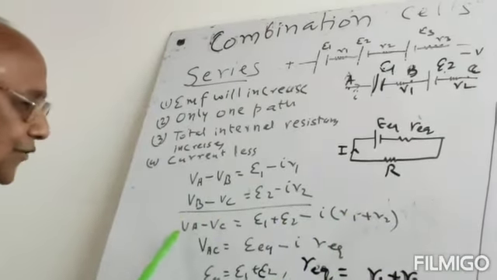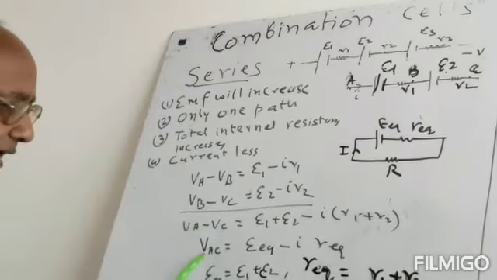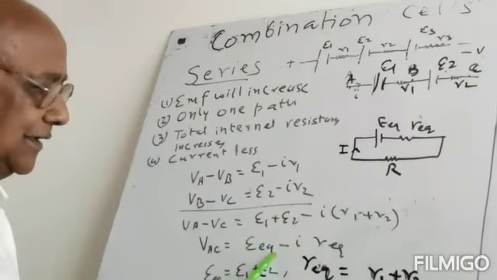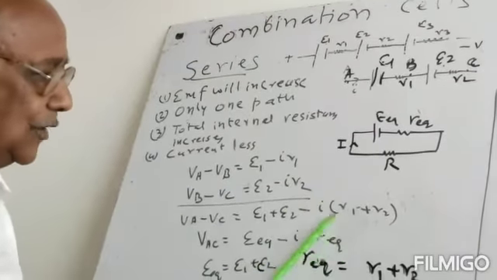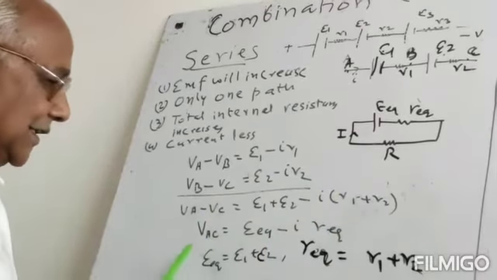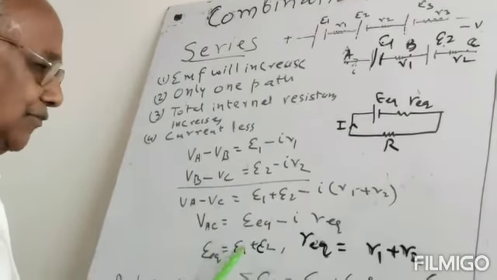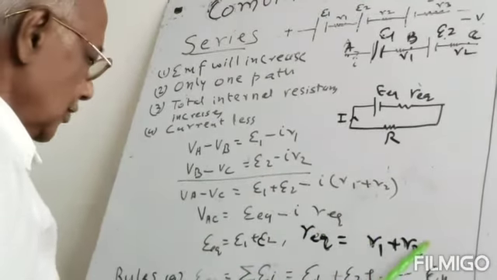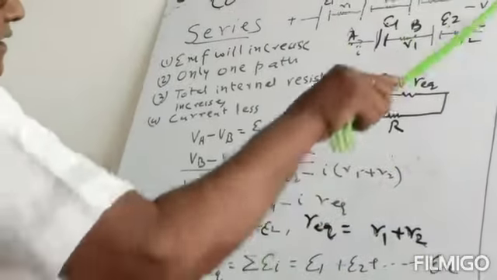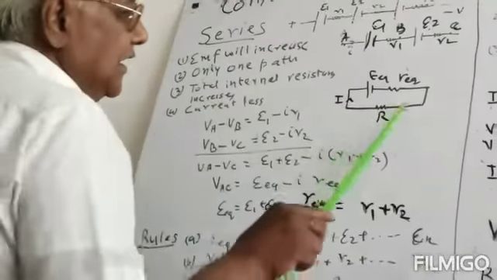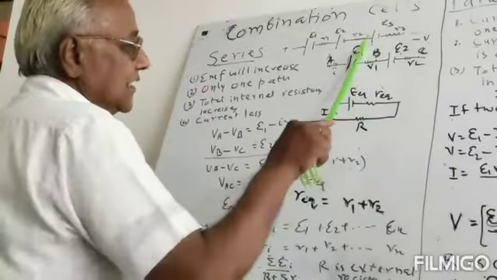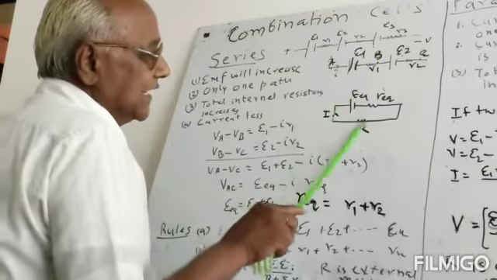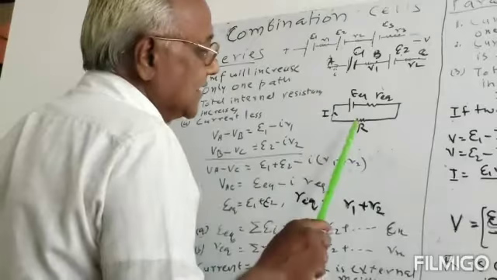So here we can write VA minus VC, we write VAC, will be equal to E equivalent minus I, the current, into R equivalent, where E equivalent is equal to the sum of E1 plus E2, and R equivalent is the sum of internal resistances R1 plus R2. So this circuit can be replaced by this circuit. Its resistance is R equivalent, the total EMF is E equivalent, and we connect it externally with resistance R.